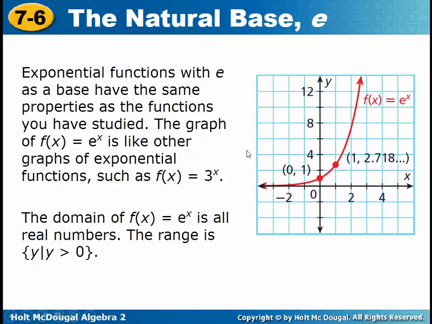Exponential functions with e as a base have the same properties as the functions you've already studied. So the graph of f of x equals e to the x is like any other graph of an exponential function, like 3 to the x, or 2 to the x, or 21 to the x. It's just a number. e is a number, a special number. The domain of f of x equals e to the x is also the same as it would be for any other exponential function. All real numbers will be the domain, and the range is going to be the positive numbers, so y greater than 0. It won't have negative values.